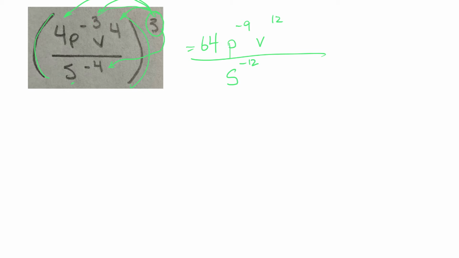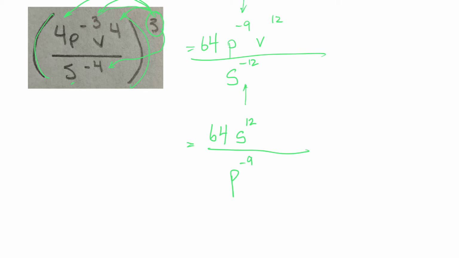I'd probably give you a 4 out of 5 maybe on that, because the last thing you probably should do is get rid of negative exponents. And to get rid of negative exponents, you just put them on the other side of the fraction line and make them positive. So I'd have 64. The p to the minus 9 would go to the bottom, and the s to the minus 12 will go to the top and be a positive 12.